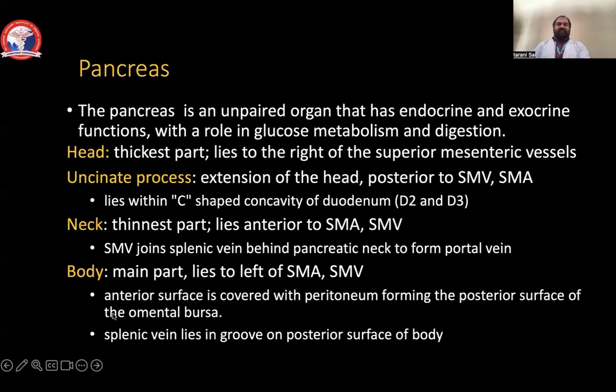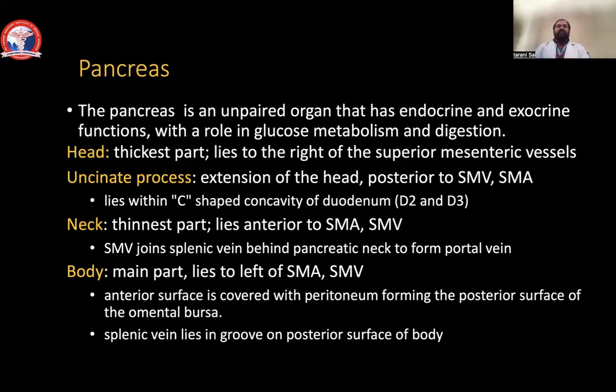And this is my topic, pancreas and spleen. Pancreas. Pancreas is an unpaired organ that has endocrine and exocrine functions with the role of glucose metabolism and digestion. It consists of four parts: head, uncinate process, neck, and body, and tail also. So, total five parts.